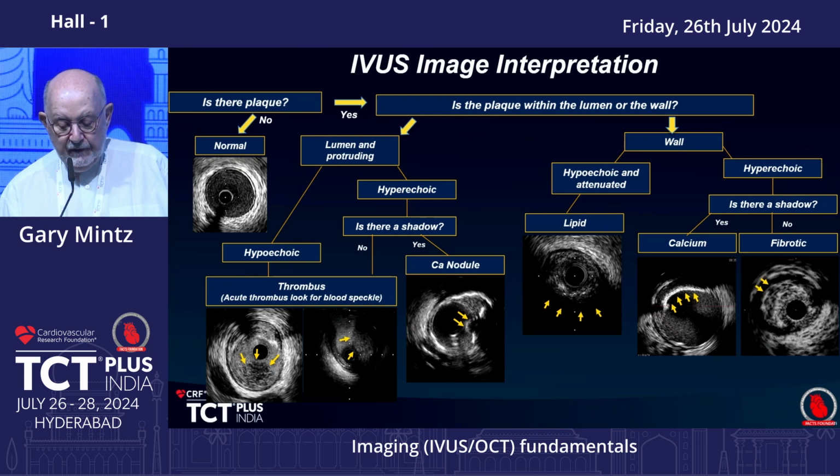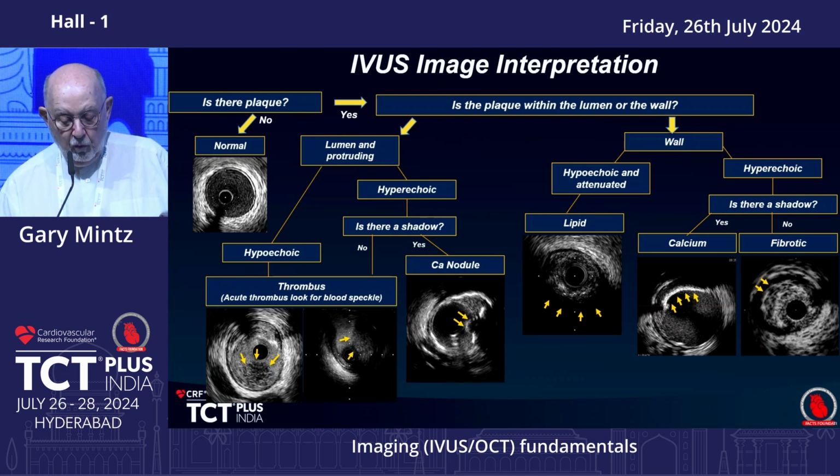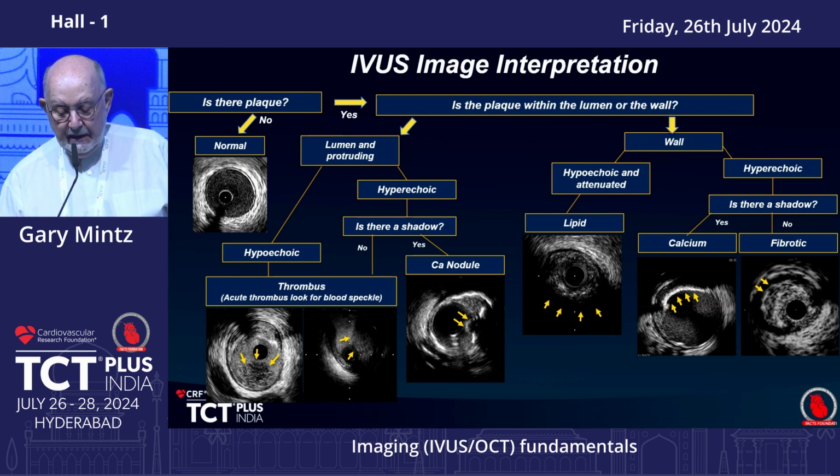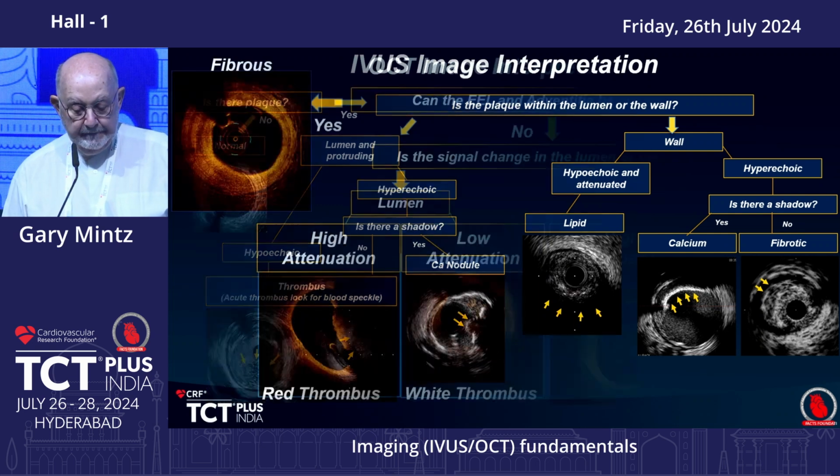For example, if the plaque is in the vessel wall and you have attenuated plaque, it means that it's lipid. If the plaque is in the vessel wall and it shadows, particularly with reverberation, it means that it's calcium. If it doesn't shadow, it means that it's probably fibrotic. Protruding plaque, these are thrombi, and this is a calcified nodule, which I'll talk about later today.